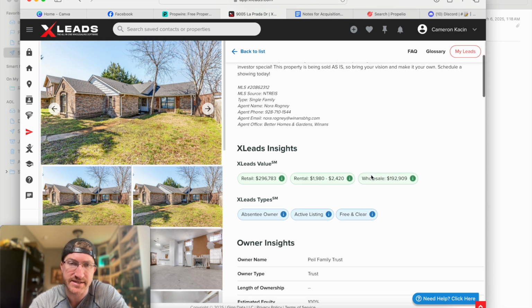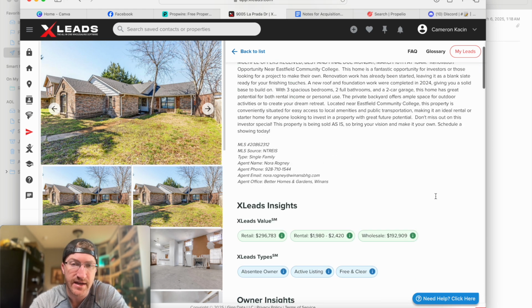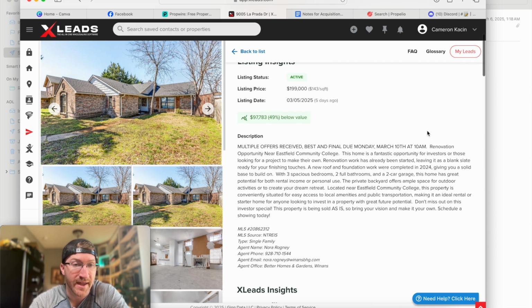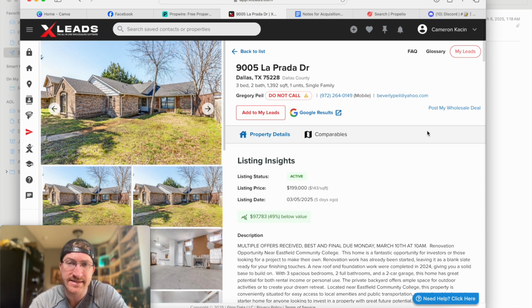But I love this. It gives you the knowledge that this is an absentee owner. It's an active listing and it is a free and clear home. And in fact, I know this to be sold out of a trust because look, right here, bam, owner name, Peel Family Trust, and owner type, it is a trust and it's 100% equity. So this is a home I actually am going to make an offer on today in Garland, Texas, and hopefully wholesale it if I can get it under contract.